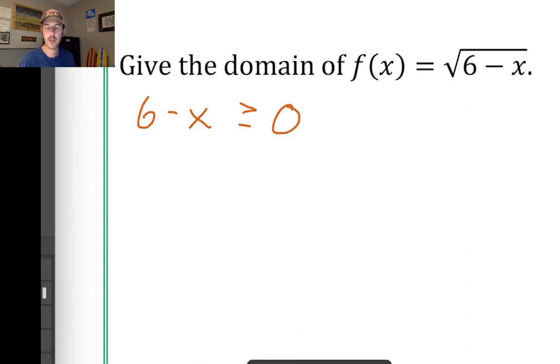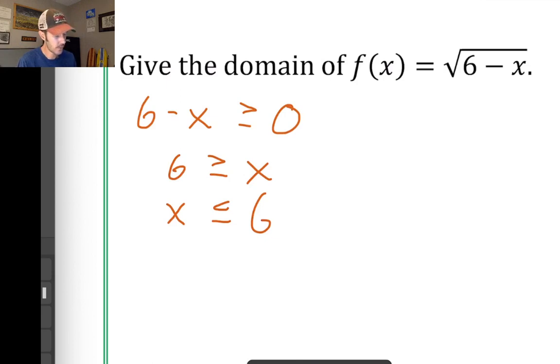To solve this inequality, I'm going to add x to both sides, leaving the 6 on the left-hand side. X appears on the right-hand side. And this is a little atypical to have the variable on the right-hand side of the inequality. So I'm going to grab this entire thing and sort of mirror it or flip it over so that the x is on the left, but it's still on the pointy side or the less than side of that inequality symbol, and the 6 moves over to the right. So the domain consists of x values that are less than or equal to 6.